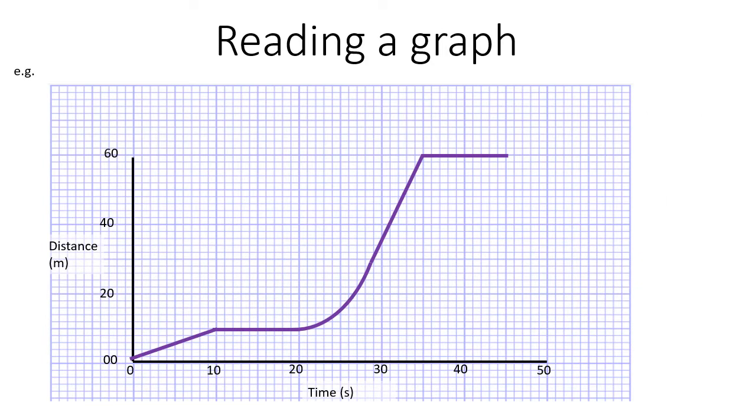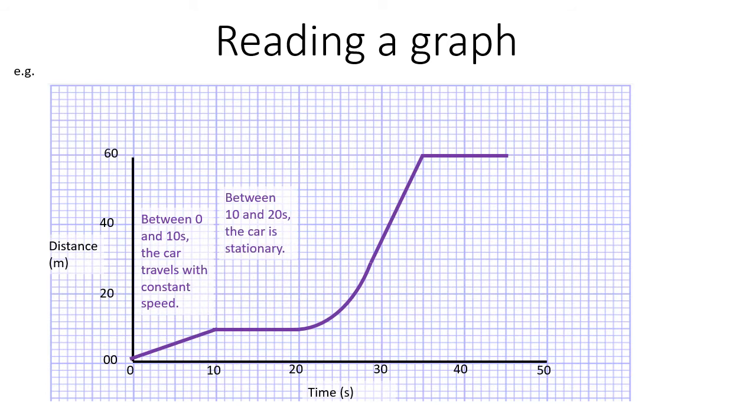This distance-time graph shows the journey of a car. We can see that between 0 and 10 seconds, the car travels with a constant speed. We know this as we have a straight line, and that the line is increasing in height. Between 10 and 20 seconds, the car is stationary. We know this as we have a horizontal line.